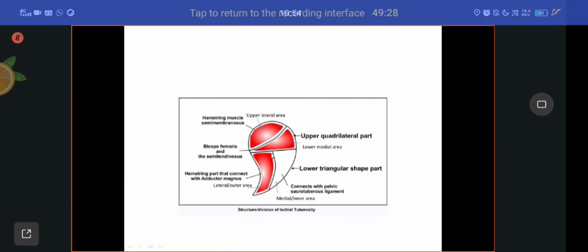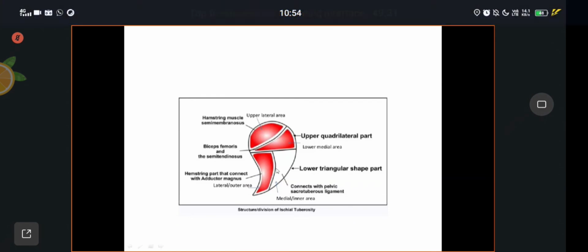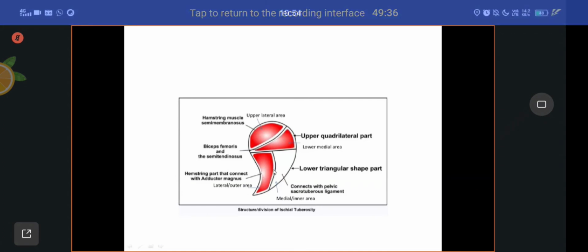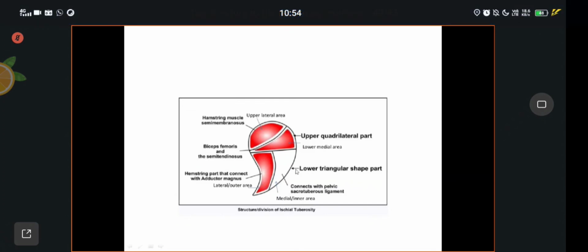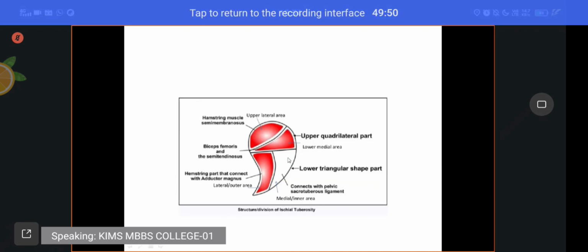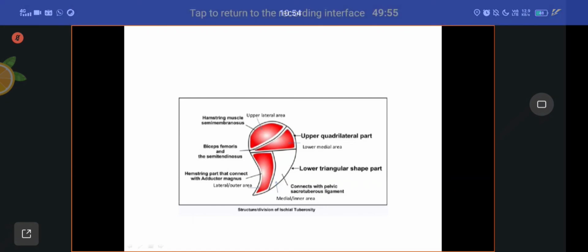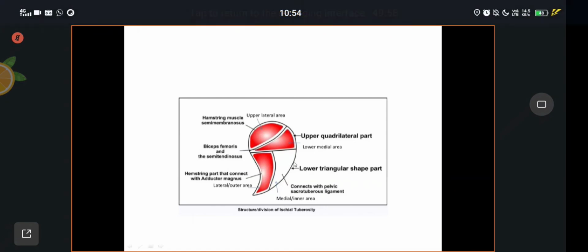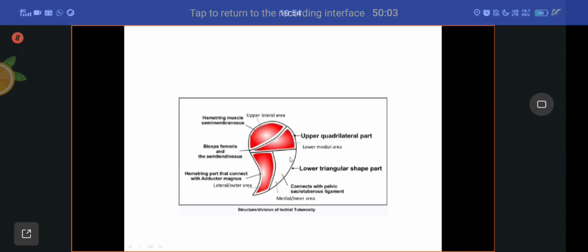Now the lower aspect is divided by a vertical line into an outer aspect and an inner aspect. The outer aspect gives attachment to the ischial part of the adductor magnus, and the inner aspect connects the pelvis with the sacrotuberous ligament, and it is also covered by fibrofatty tissue.